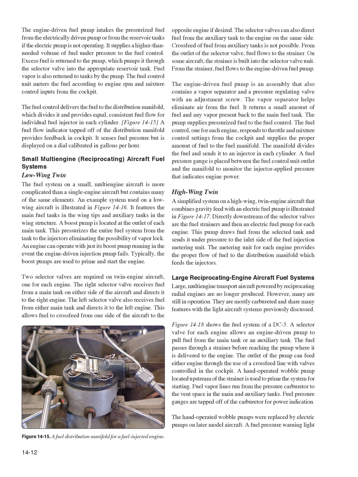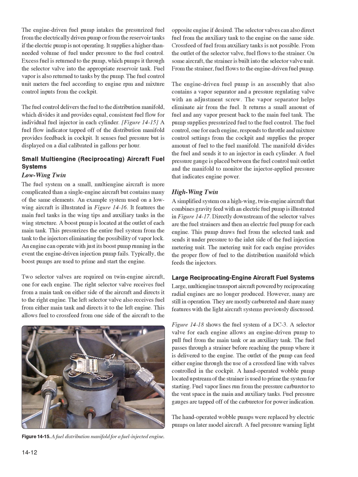From the outlet of the selector valve, fuel flows to the strainer. On some aircraft, the strainer is built into the selector valve unit. From the strainer, fuel flows to the engine-driven fuel pump. The engine-driven fuel pump is an assembly that also contains a vapor separator and a pressure-regulating valve with an adjustment screw. The vapor separator helps eliminate air from the fuel. It returns a small amount of fuel and any vapor present back to the main fuel tank. The pump supplies pressurized fuel to the fuel control.